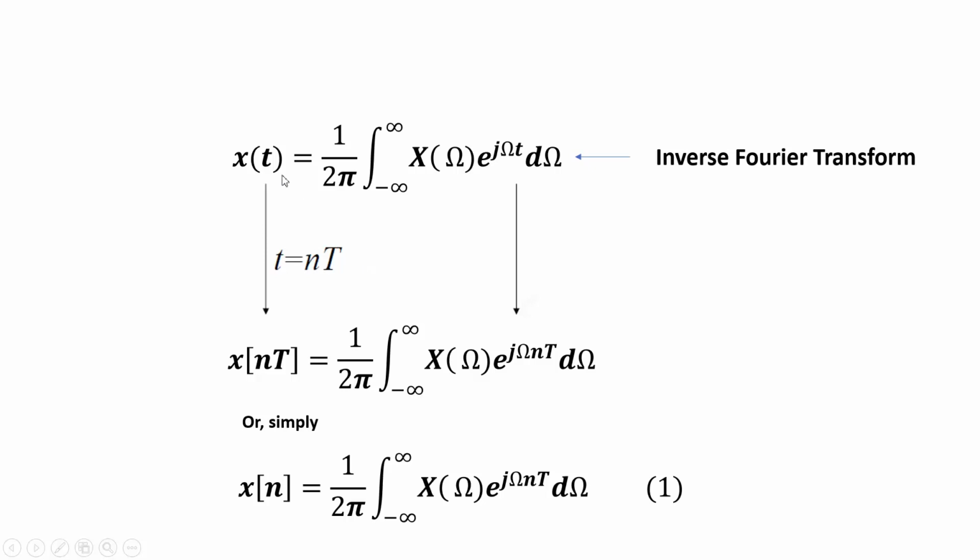Very important, you have to replace small t with n times capital T, like this. Now, if you do this, t is replaced, and x of nT equals 1 over 2 pi times the same integral, X of big omega e to the power j big omega, and we replace this small t with n times capital T. Or, for simplicity, we can remove this capital T from here, but actually it is there. Actually it is there, but for simplicity we will not write capital T. We will say it is x[n]. So x[n] is the signal in the discrete domain, and this is the formula of getting a signal in discrete form from a continuous form.